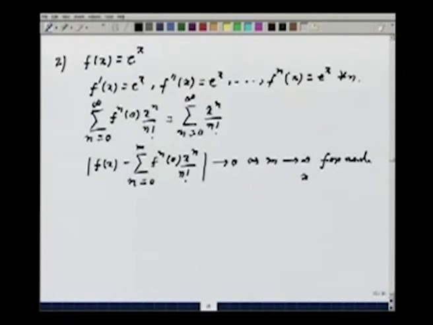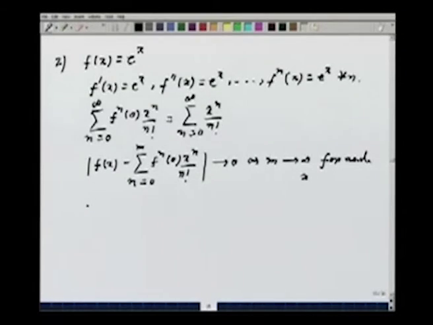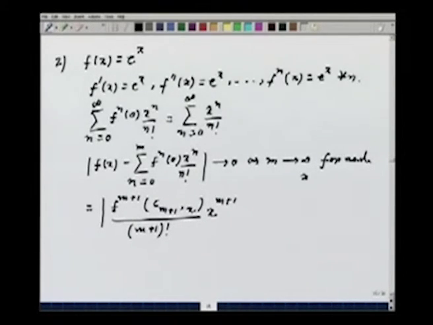Now what to do with this inside thing, f(x) minus this summation n from 0 to m? Well, I know from Taylor's theorem that this is nothing but modulus f^(m+1) at a point c_(m+1,x). The point depends on x as well as m plus 1, divided by (m+1)! into x to the power m plus 1, where x is fixed.